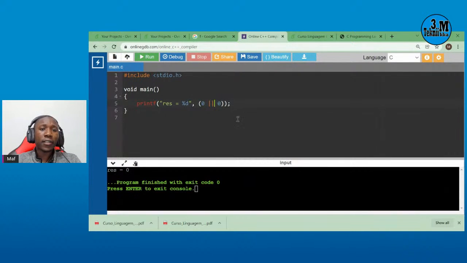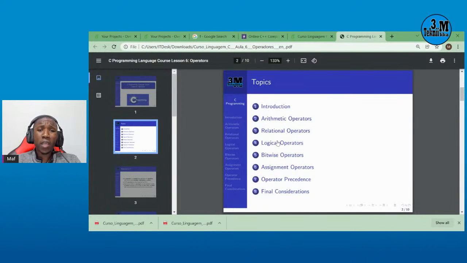What about this operator, which is not? Okay, this is not. Not 0, not false. Not false means true. And not true means false, okay? That's how that works. Let's talk about bitwise operators right now.